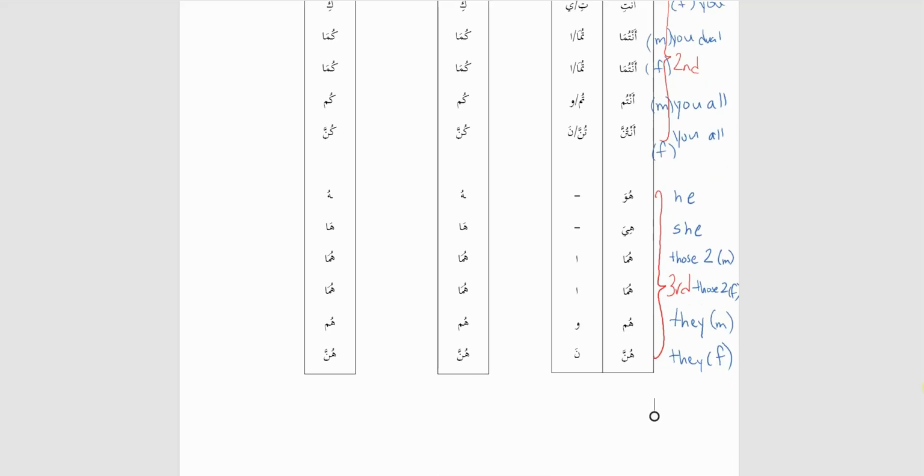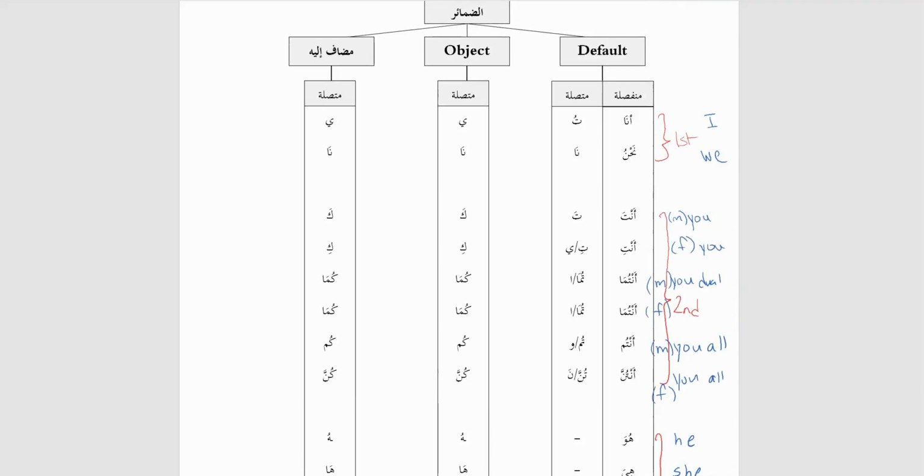Then we have huwa, he. Hiya, she. Huma, those two. Huma, those two, feminine, and the first one is masculine. Same thing with antuma, you can't really tell the difference. You will be able to in the verbs, but not right now. Hum is they, masculine, and hunna is they, feminine. Now, that is if it is separate. And as you notice here, this is the only munfasila in this whole chart. So that's an easy one, right?